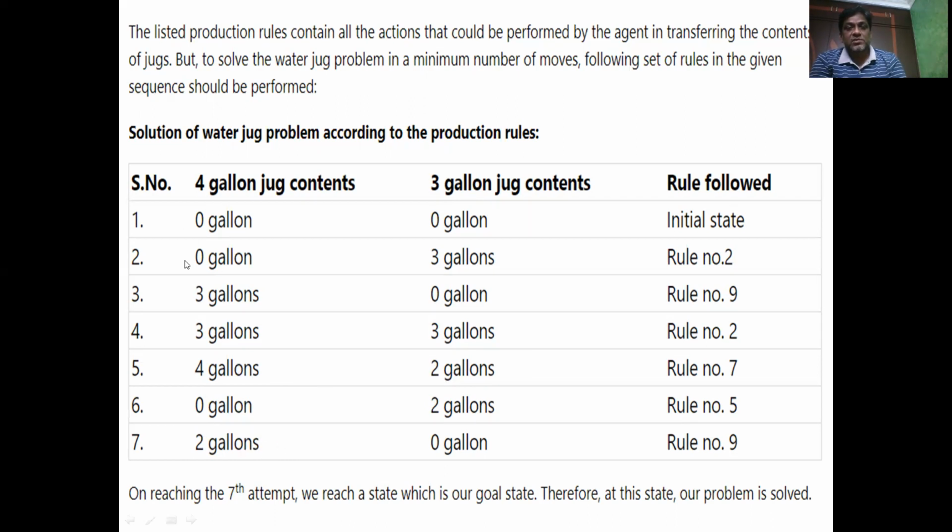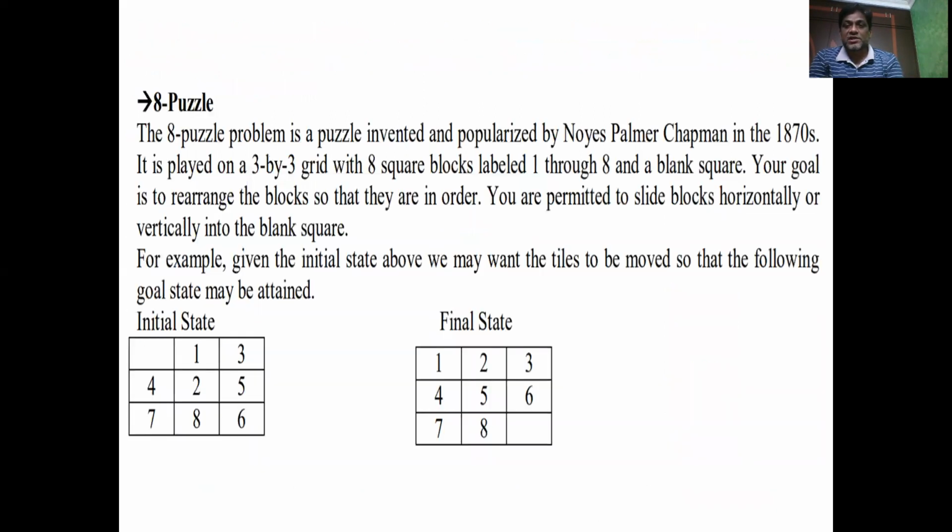So at the end of step 7, the goal state is reached, right? So this is a possible solution for the water jug problem. There may be other solutions also. This is one possible solution for the 4-gallon water jug problem. So you can identify other solutions also if you are interested. And these 7 steps will be the minimum number of steps required to fill a 4-gallon jug with 2 gallons.